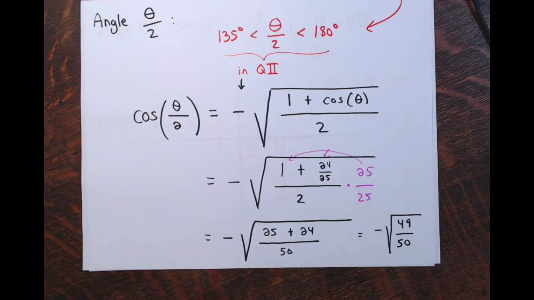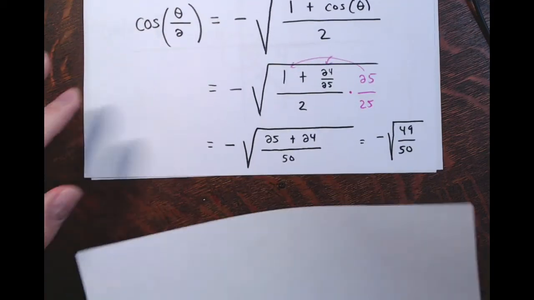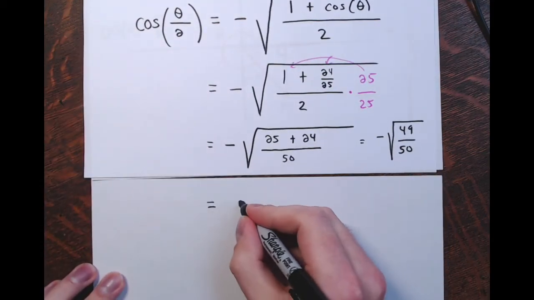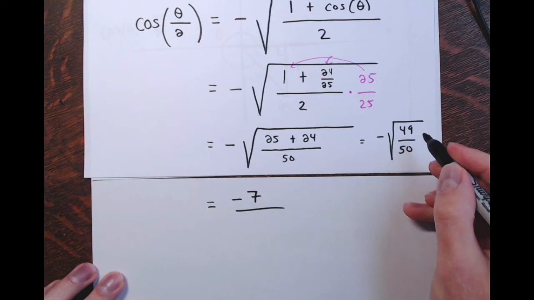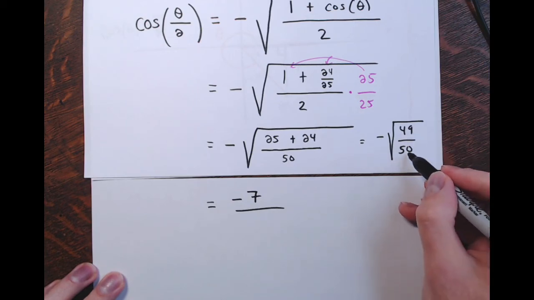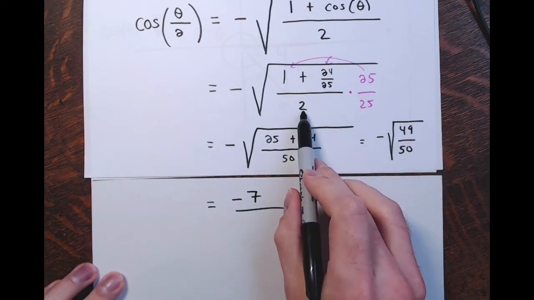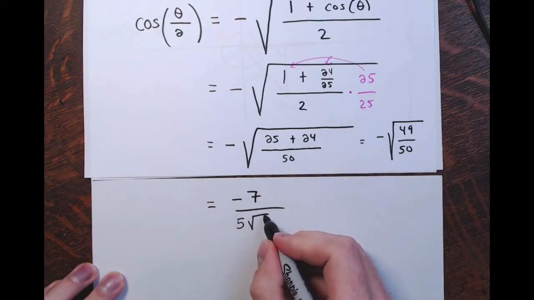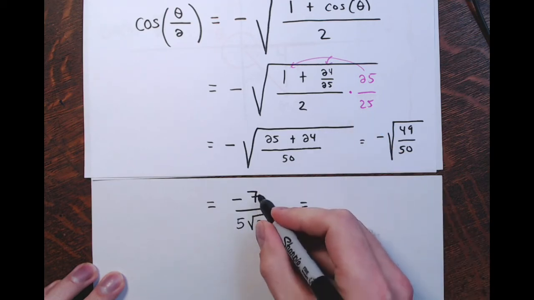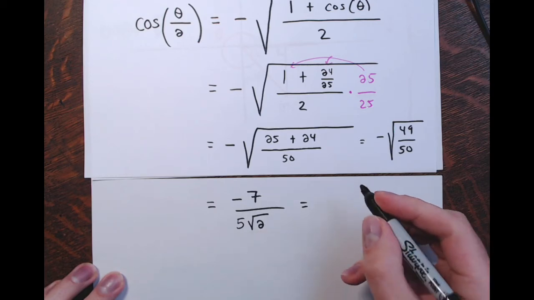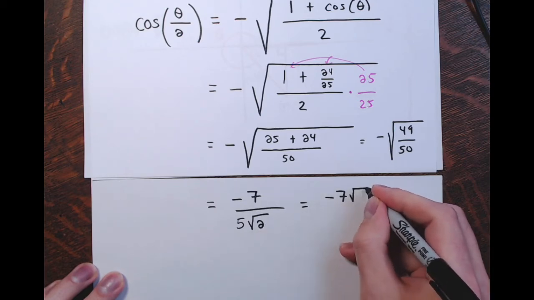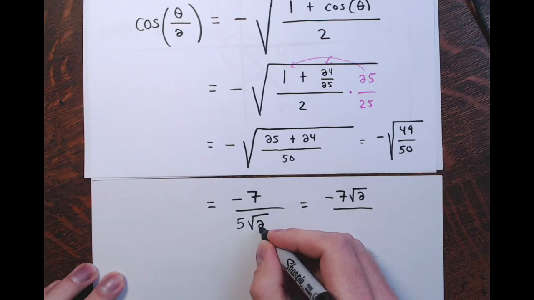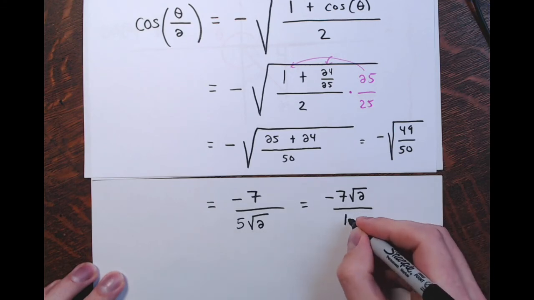which is perfectly fine. You could enter that. I'm going to go through and rationalize it, though. Now, the square root of 49 is just 7. So the numerator is just 7. The square root of 50 is the square root of 2 times the square root of 25. So that's 5 times the square root of 2. And then if you multiply the top and bottom by square root of 2, you get negative 7 times the square root of 2 in the numerator, and then 5 times 2, 10, in the denominator.